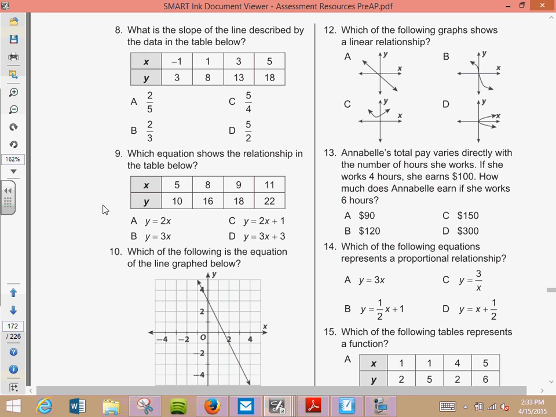Okay. Annabelle's total pay varies directly with the number of hours she works. If she works 4 hours, she earns $100. How much does Annabelle earn if she works 6 hours? So you basically found the unit rate. Dividing 100 by 4, you get 24, right? 24 times 6? I mean 25. 25 times 6? 150. That's it. It's pretty easy.